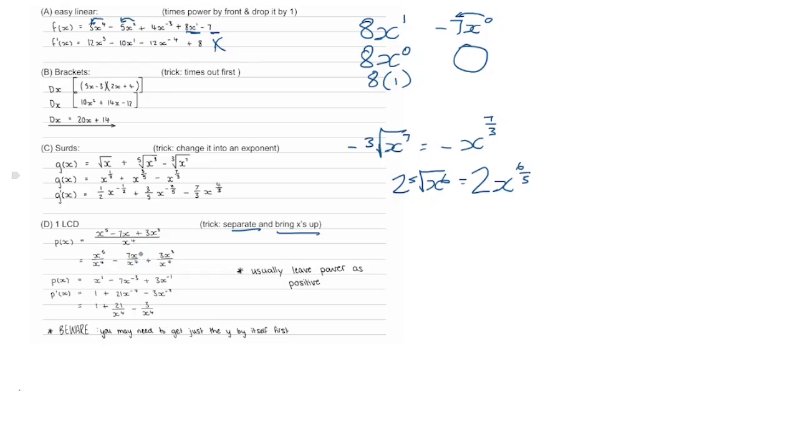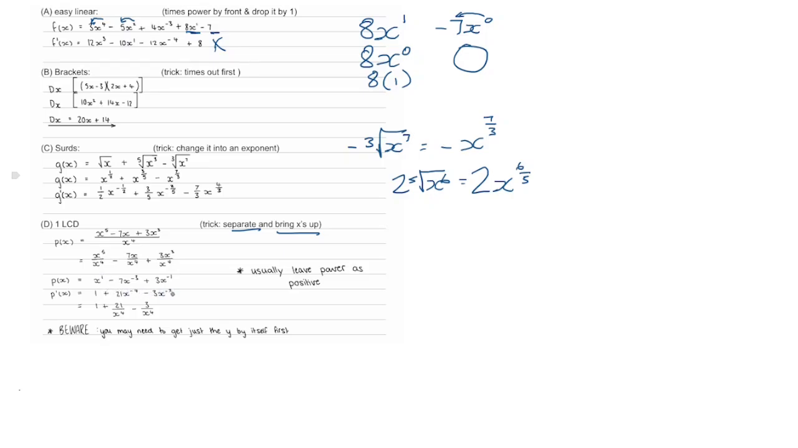Here, when I bring the x's up, I end up with x minus 7x to the minus 3. And here, I end up with 3x to the minus 1. And again, I'm back to my normal steps of the easy linear, times the power by the coefficient and drop the power by 1.